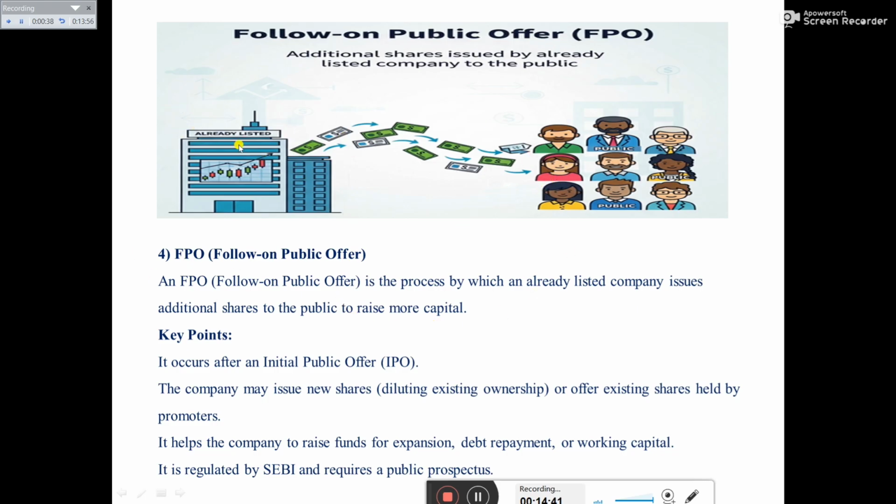For example, Reliance Steel. It is already a listed company. Again they are issuing additional shares to the shareholders or general public for the purpose of raising more and more capital. That is what we call the follow on public offer.